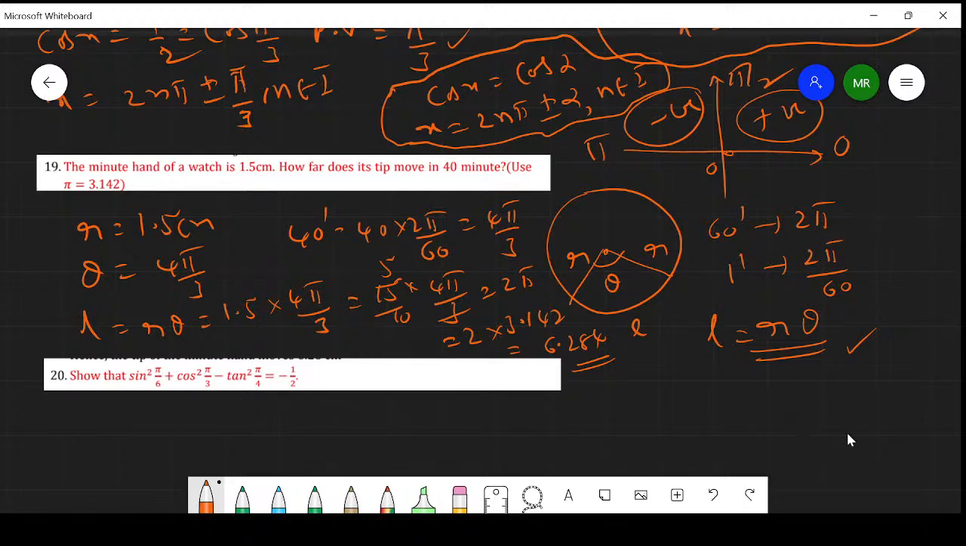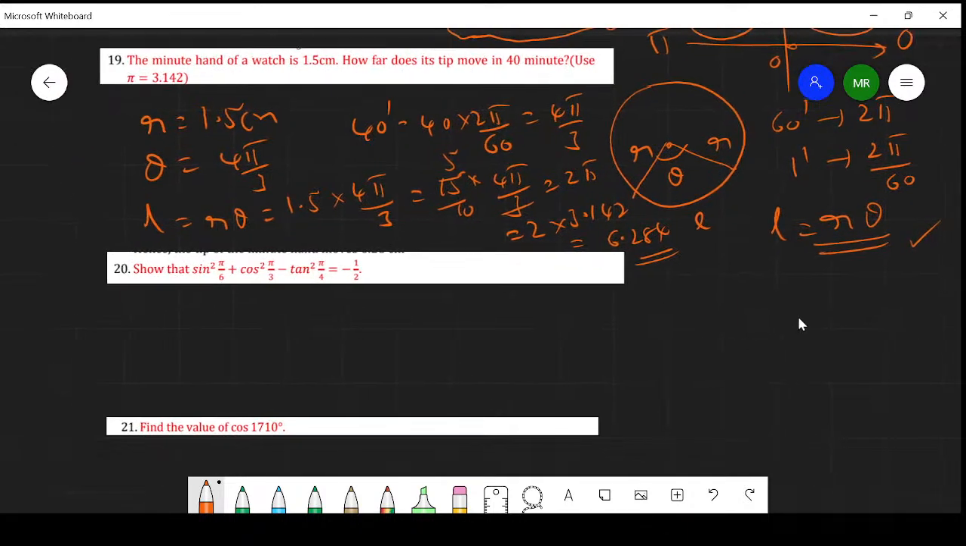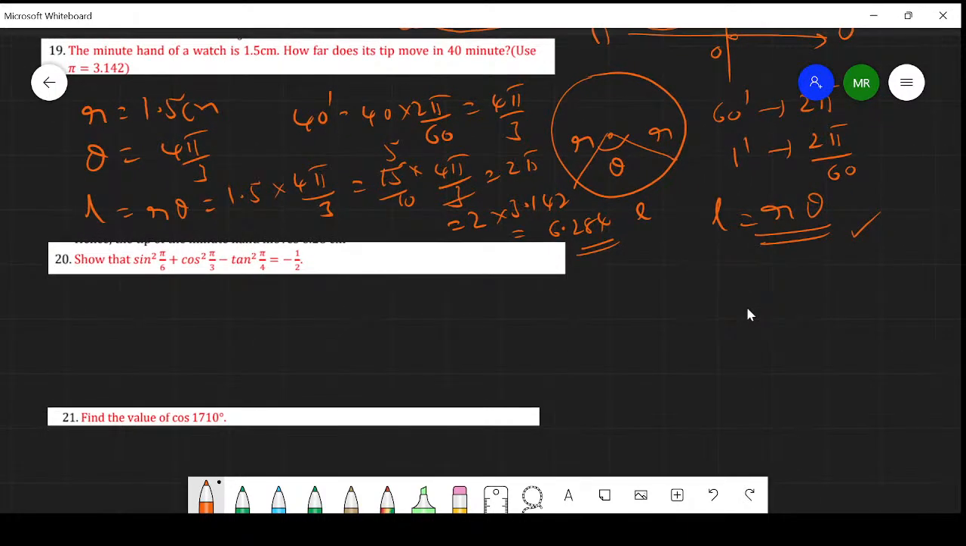Now coming to the 20th one. See the 20th problem. Show that sine square pi by 6 plus cos square pi by 3 minus tan square pi by 4 equal to minus 1 by 2. They are asking this value. So in this, quickly you can complete this one now.